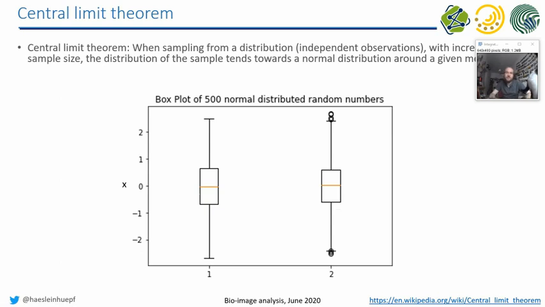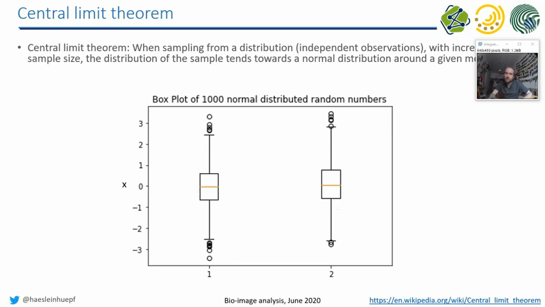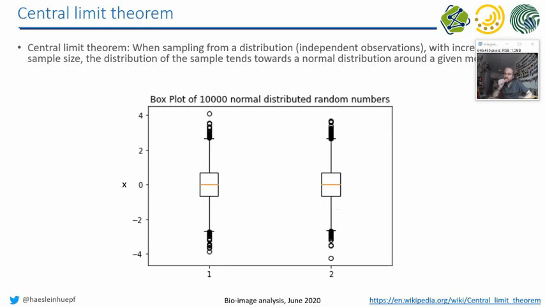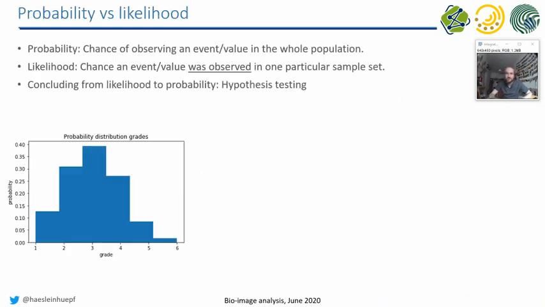If we continue sampling from our normal distributed population, these two samples become closer and closer visually in this plot. And this is what we expect because of the central limit theorem. And this is what we exploit when doing inferential statistics in order to conclude about the population.